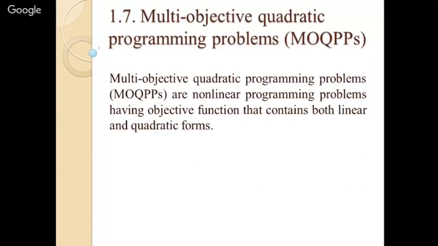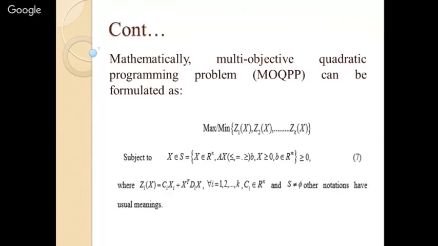Now we take the specific case of the multi-objective non-linear programming problem, that is the multi-objective quadratic programming problem. Multi-objective quadratic programming problems are non-linear programming problems having objective functions that contain linear and quadratic forms. If it includes an objective function in some quadratic form, then we say it is a multi-objective quadratic programming problem. This is the mathematical formulation. Here there are k objectives, and the objective functions are in this format, c_i x plus x transpose D_i x. This is the quadratic form.